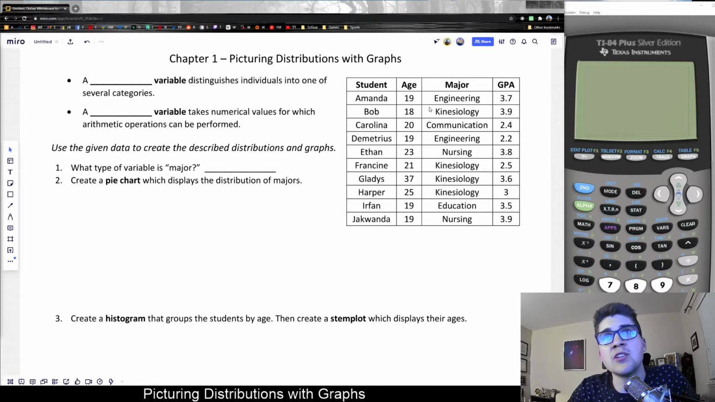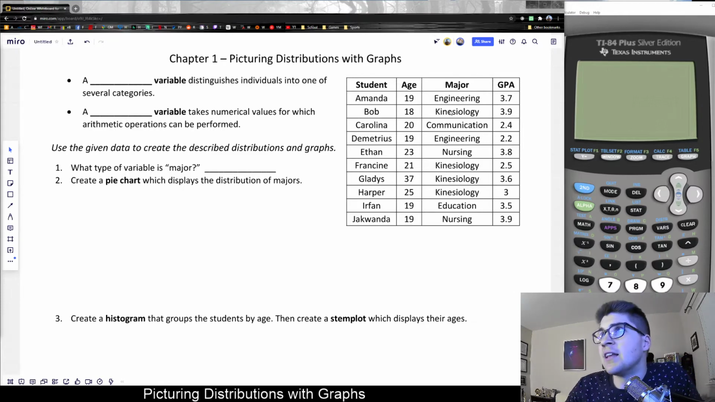The first of which is differentiating between what we call a categorical variable and a quantitative variable. Basically, sometimes when you're trying to study information, and a lot of times in this class, we'll be dealing with a lot of different types of data. Sometimes, like looking at the chart, we can see we have 10 different students here with information such as their age, their major, and their GPA.